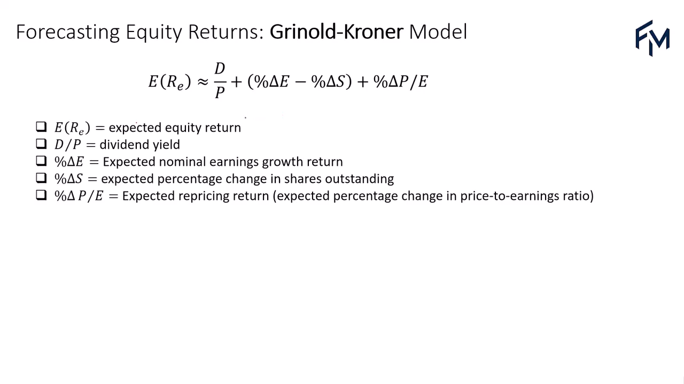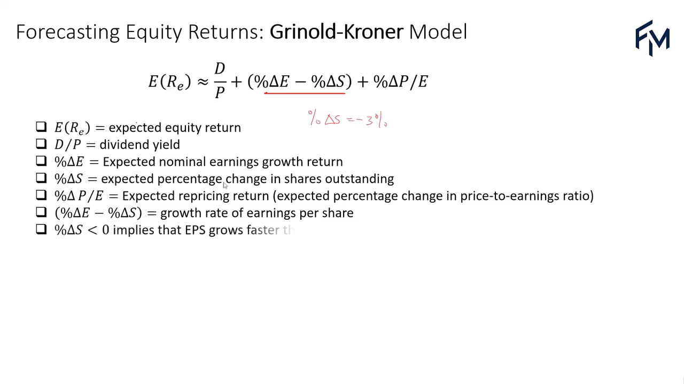Now we look at the subcomponents. First, the bracket here represents the growth rate of earnings per share. For example, if the expected percentage change in shares outstanding is negative 3%, that means there is a net share repurchase of 3% of the shares, which is a decline in the percentage change in shares outstanding. So a negative figure also implies that the EPS grows faster than total earnings.